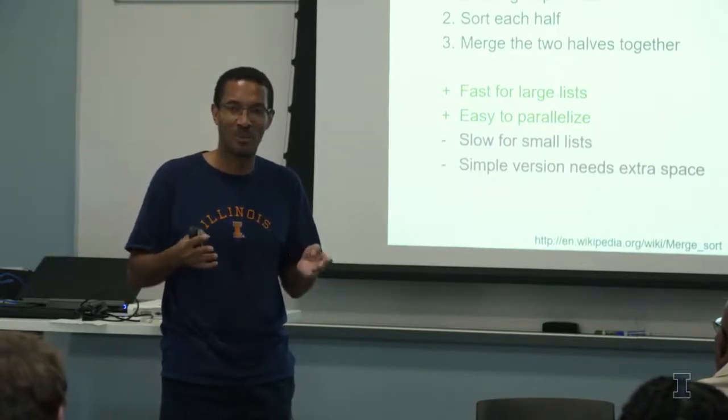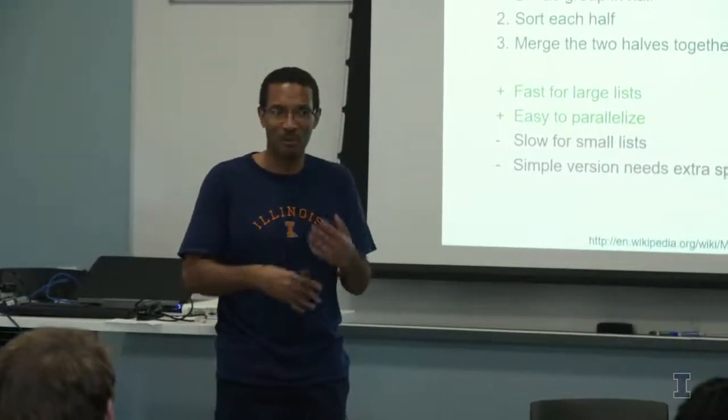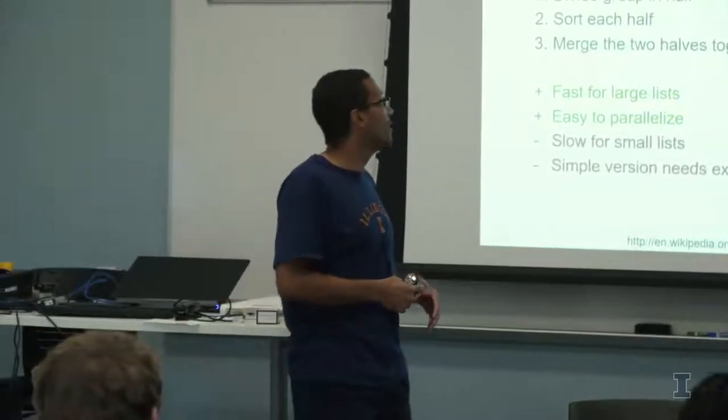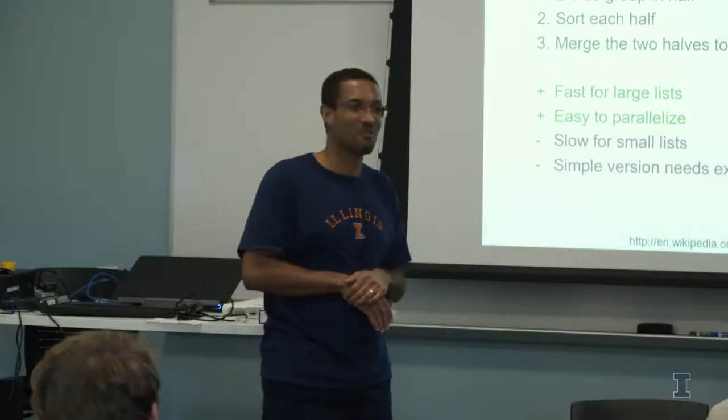How do I sort 1 billion objects? I have to sort 500 million, 500 million. And I keep going through that process, dividing up the list smaller and smaller. So the approach is you divide the group in half, you sort each half, and then you merge the results together. The key part of this algorithm is that second step. How am I going to sort half of the list? Merge sort. You're going to use merge sort again.